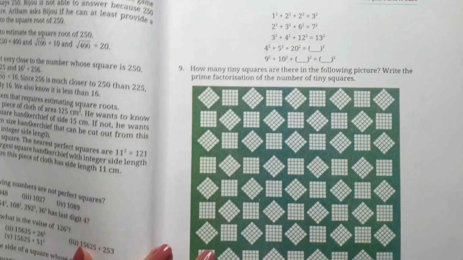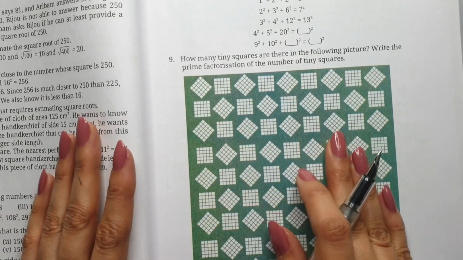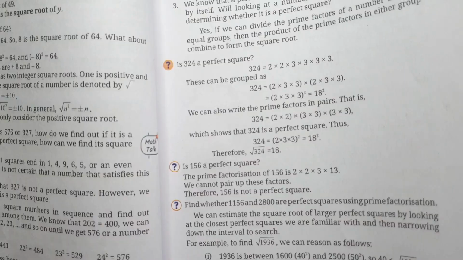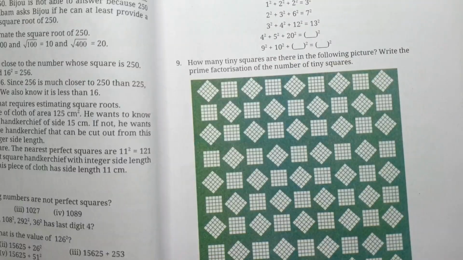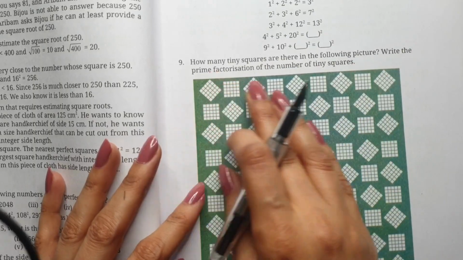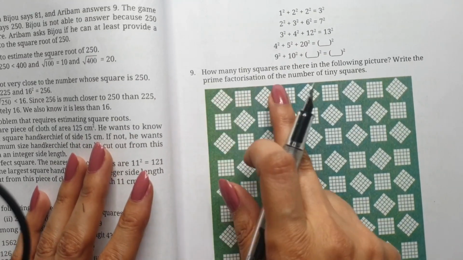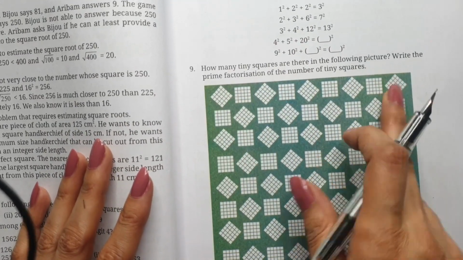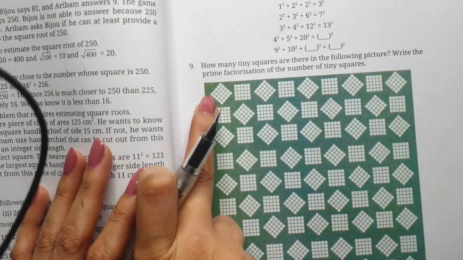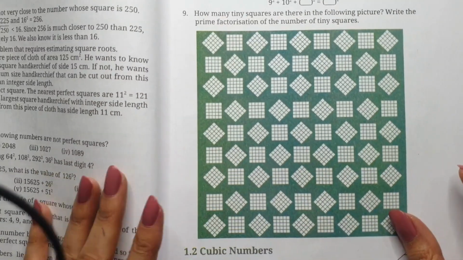Okay. And finally, we have the 9th question of this figure it out, and that will be the end of the square number section of this chapter. How many tiny squares are there in the following picture? Write the prime factorization of the number of tiny squares. Okay. So we have squares which are these big squares, and in each of them we have these small squares. So we need to tell how many small tiny squares are there. Okay, this is again simple.